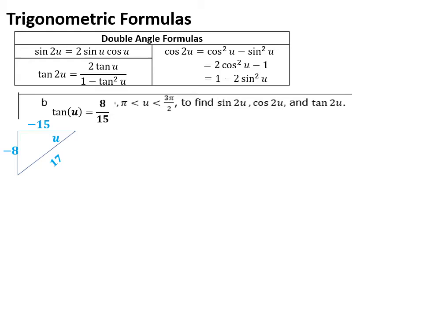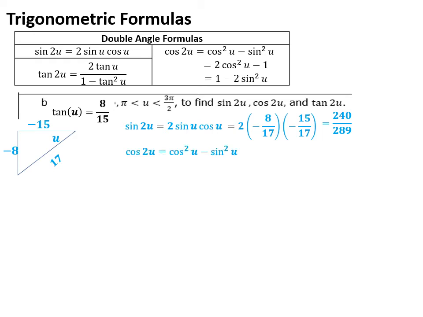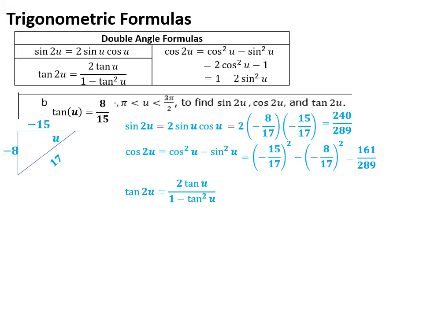And so sine of 2u is just 2 times the sine of u cosine of u, so 2 times negative 8 over 17 times negative 15 over 17, which is 240 over 289. Cosine of 2u, I'm just going to use cosine squared u minus sine squared u, so negative 15 over 17 squared minus negative 8 over 17 squared, which is 161 over 289.